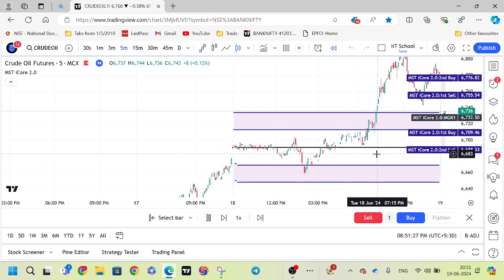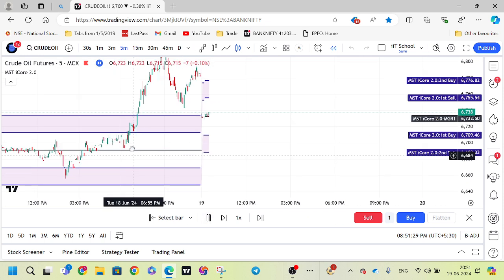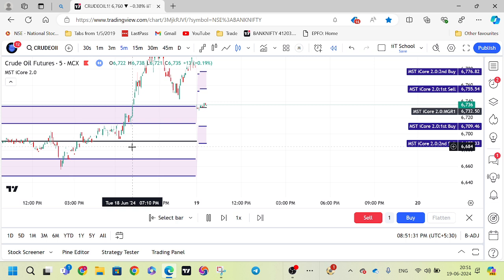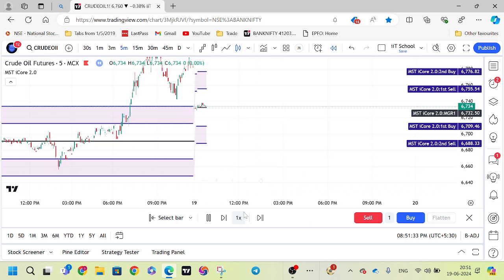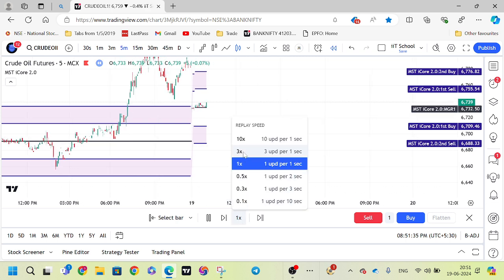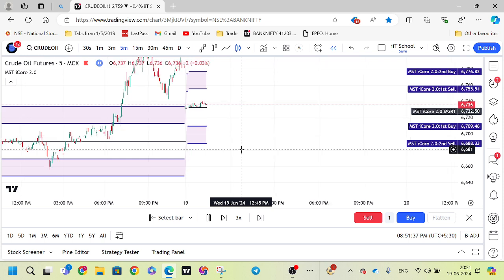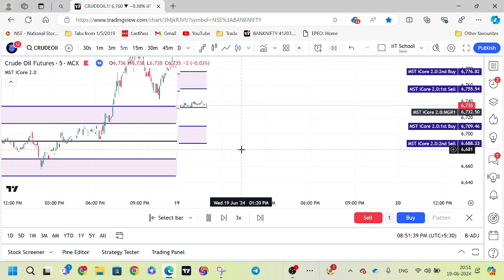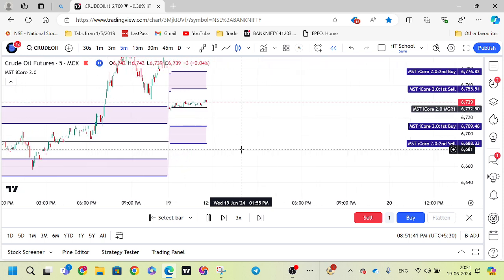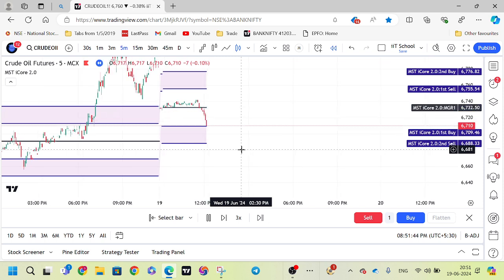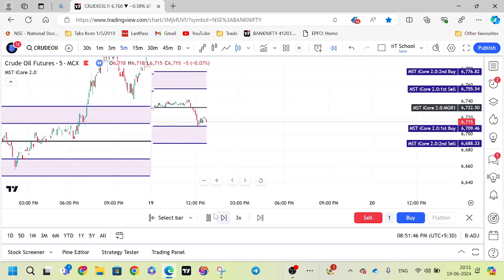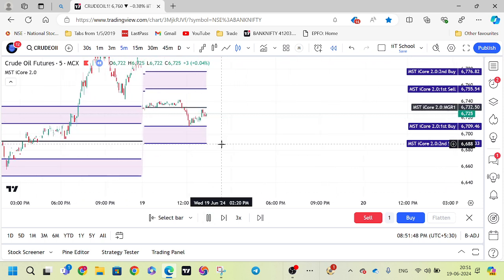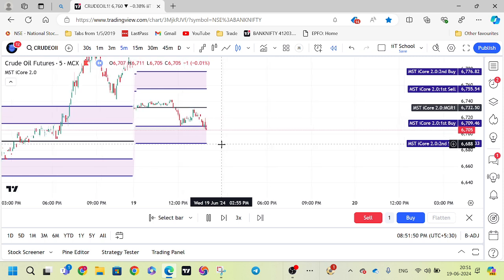See here, now the market has just opened and it is running. I will just increase the speed. Before the market has reached our level, we have got to know where to buy and where to sell. So if the market is coming down to 6709, we will be buying. Exactly, it has come down and the target 6732 is achieved already.